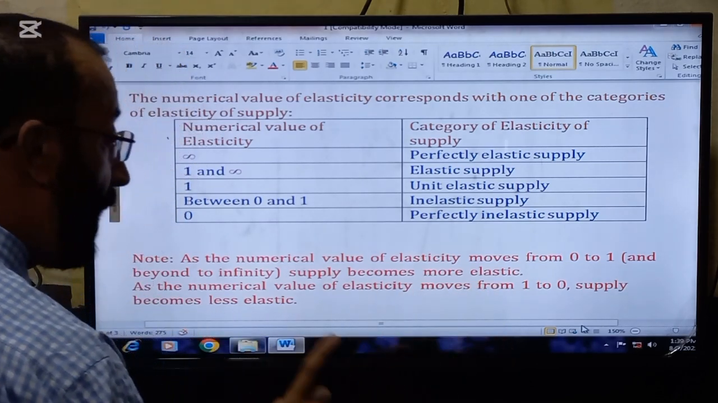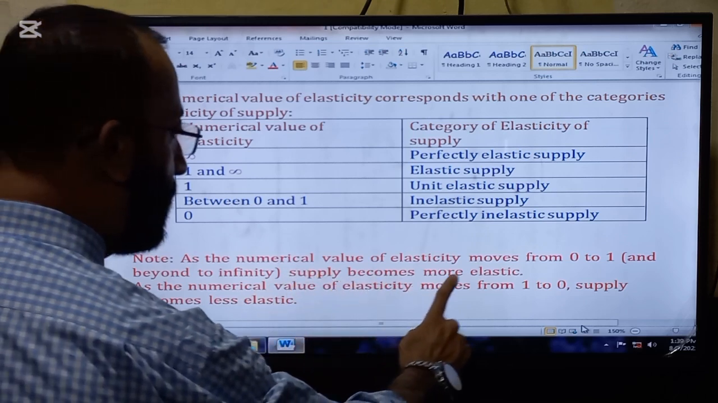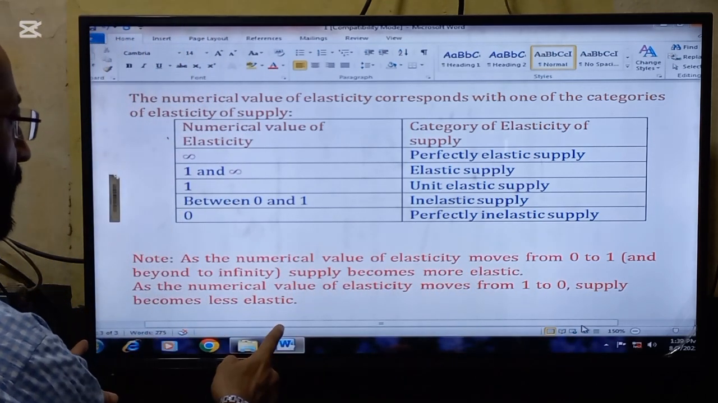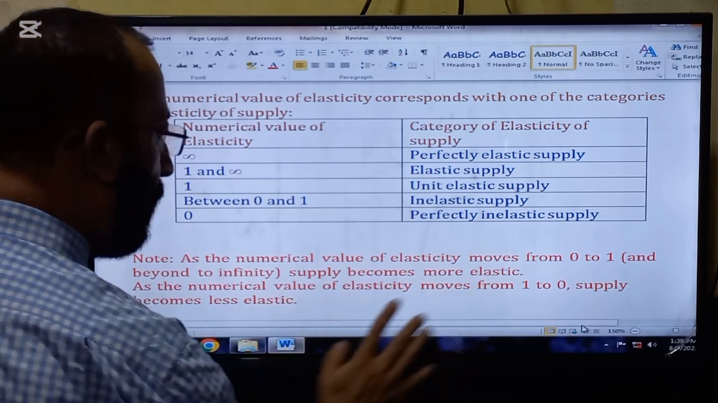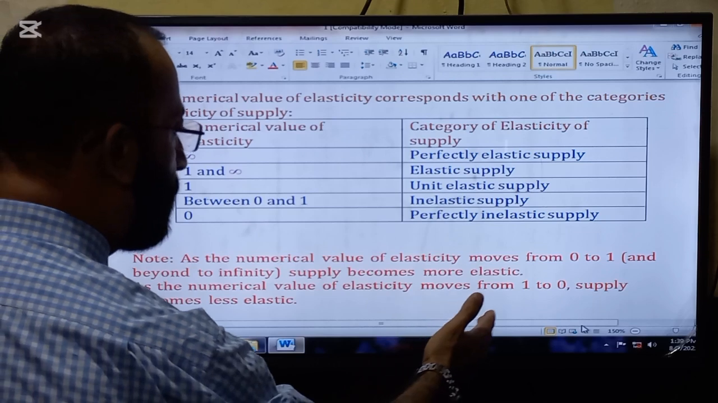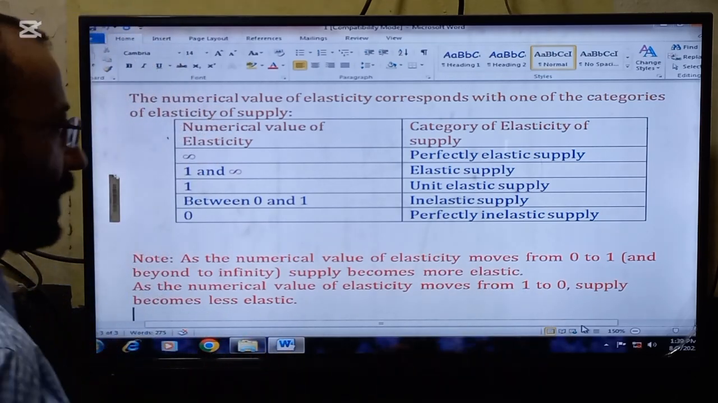This is a very, very important point to be noted. As the numerical value of the elasticity moves from 0 to 1 and beyond to infinity, supply becomes more elastic. As the numerical value of the elasticity moves from 1 to 0, supply becomes less elastic.